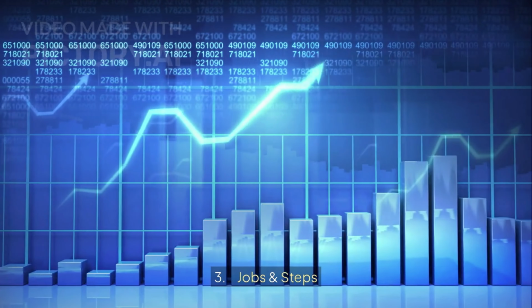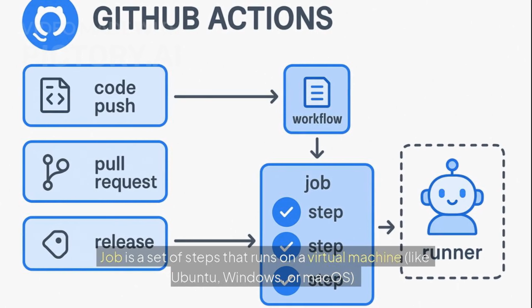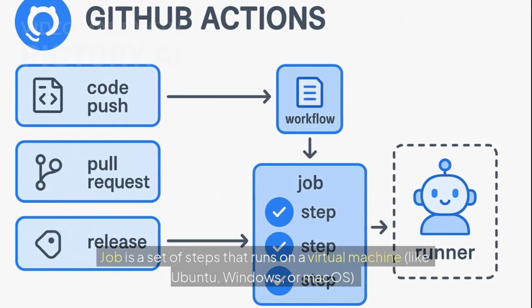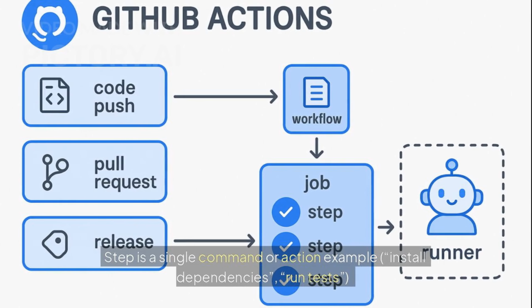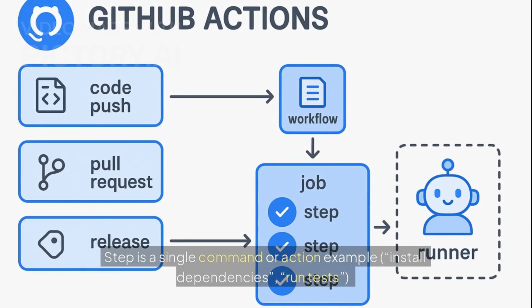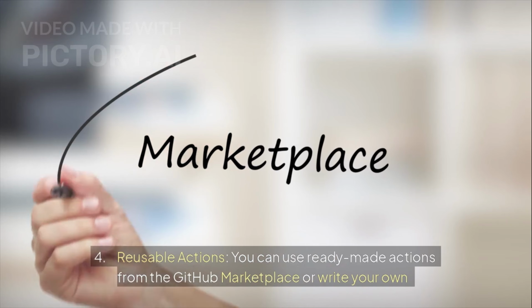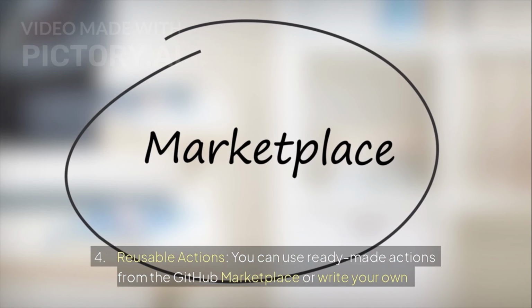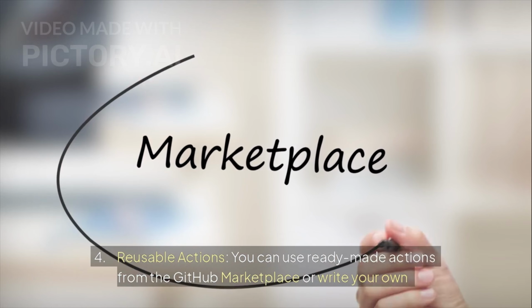3. Jobs and steps. A job is a set of steps that runs on a virtual machine, like Ubuntu, Windows, or macOS. A step is a single command or action. Example: install dependencies, run tests. 4. Reusable actions. You can use ready-made actions from the GitHub Marketplace or write your own.